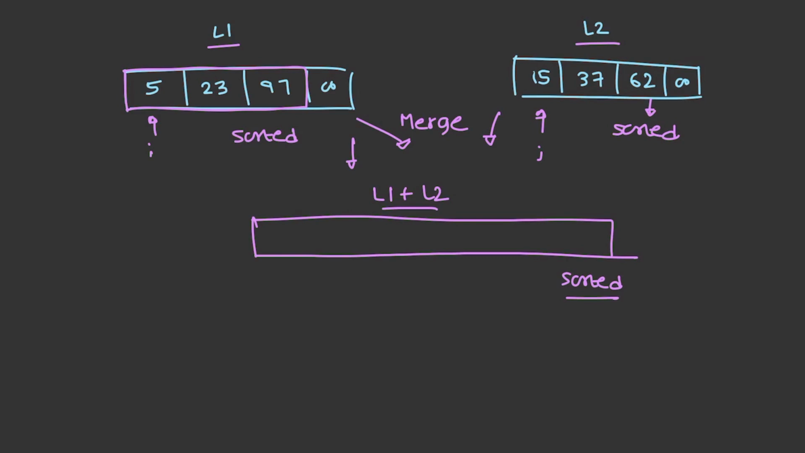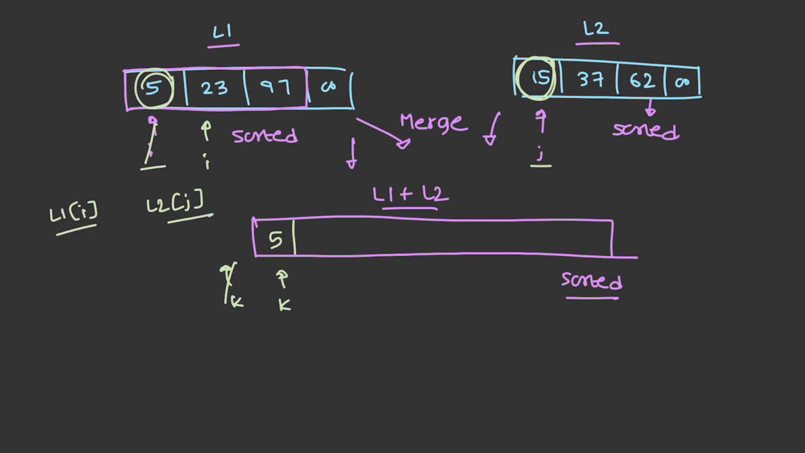Let's name the pointer here to be k. Initially we'll compare the elements of L1 and L2 with the help of these indexes, L1 of i and L2 of j respectively. 5 and 15 are compared. 5 is less, so we'll increment k. 5 will be copied over here and i will be incremented. Now again L1 of i and L2 of j will be compared. If you see, 15 is less than 23, so 15 will be copied by incrementing the value of k, and the value of j will be incremented this time.